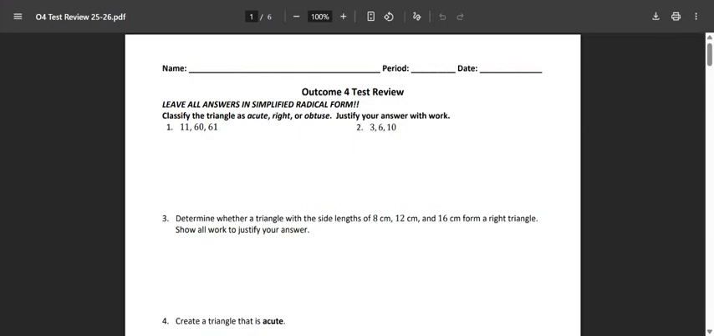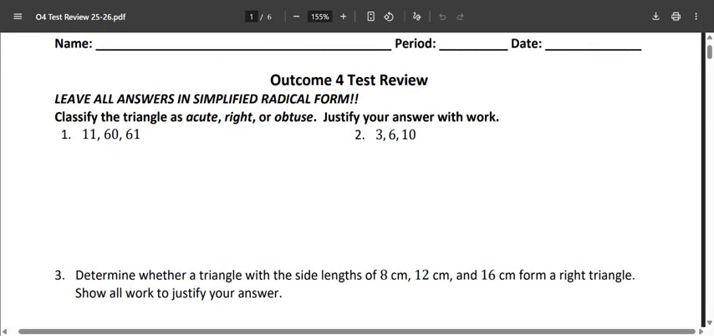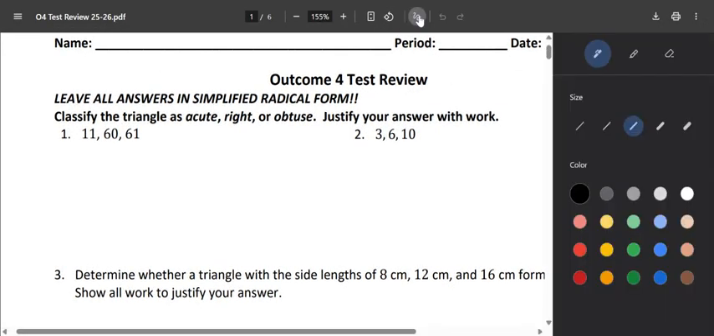Alrighty, so we are going to be going over questions from the Outcome 4 test review. So looking at the start here, we're classifying the triangles as acute, right, or obtuse. So this is where we're going to have c squared, we don't know, a squared plus b squared. So for number 1, we're choosing the biggest number to be our c.